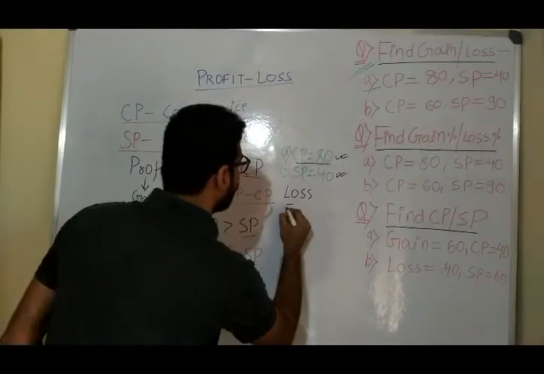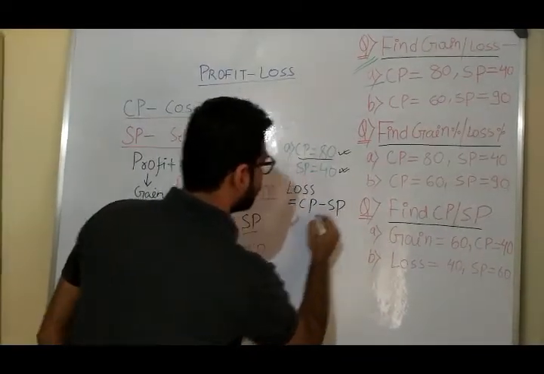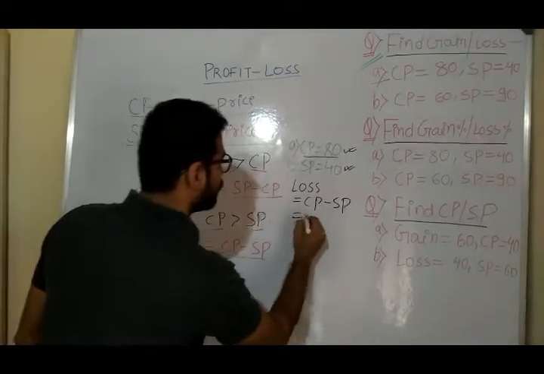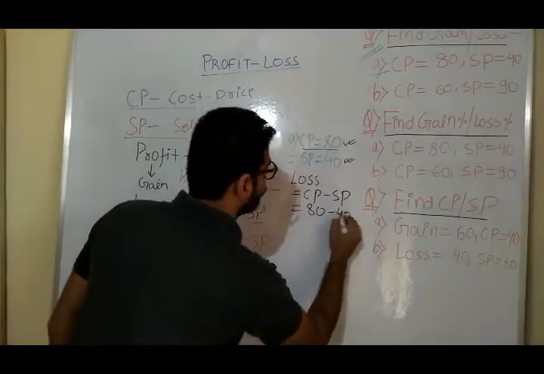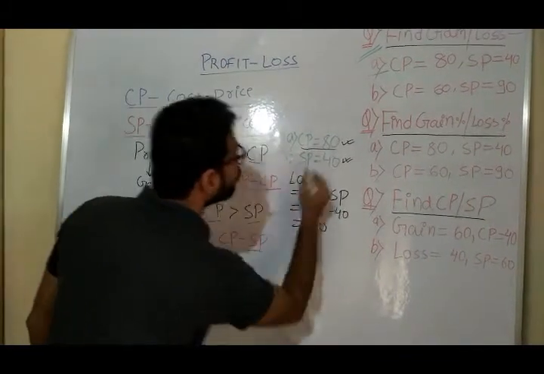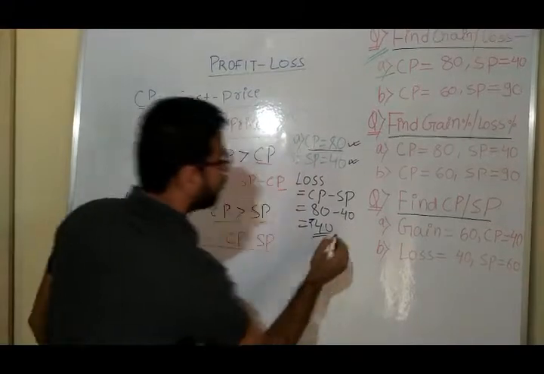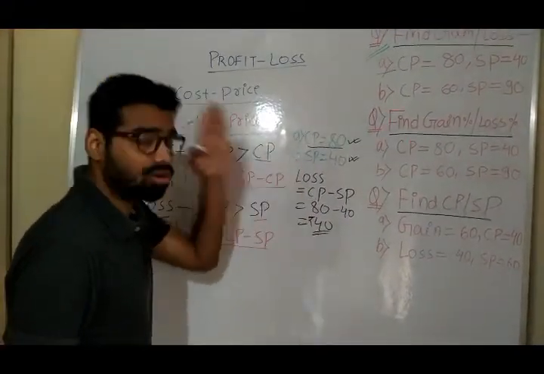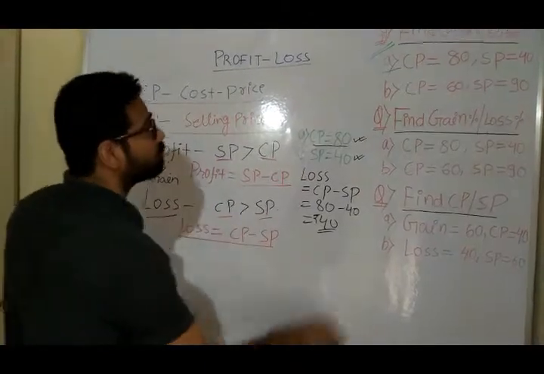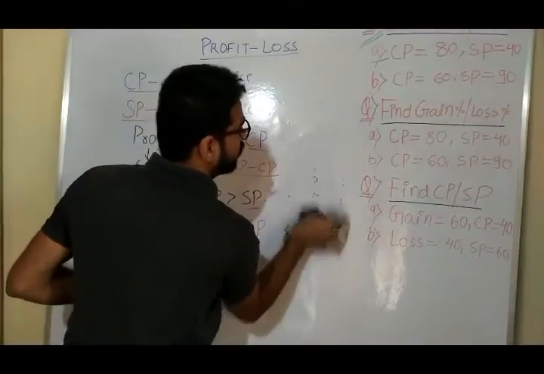So loss is equal to CP minus SP. CP is equal to 80 and SP is equal to 40, so we have 40. Suppose it is rupees, so it will be rupees 40 loss. You understand the concept of how to find profit and how to understand loss. Now let's move to question part B.